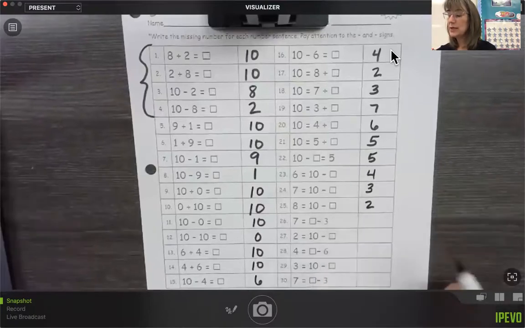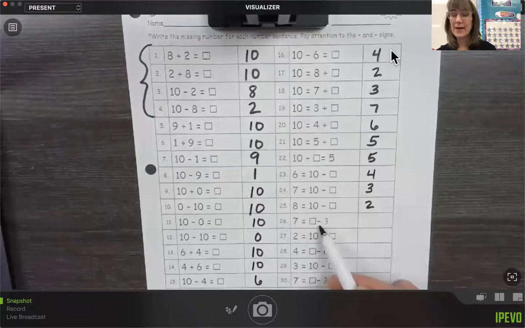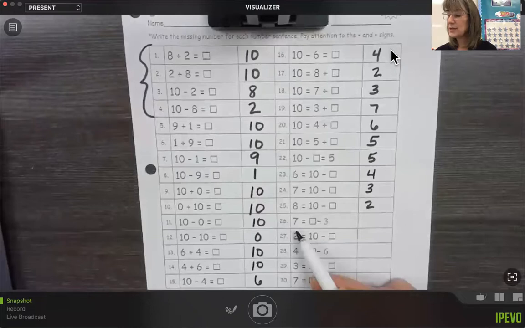Something minus 3 equals 7. Think about our fact family, because 7 plus 3 equals 10. So 10 minus 3 equals 7. What's our fact family for this one? 10 minus something equals 2. What plus 2 equals 10? 8. There's our fact family with 2, 8, and 10.